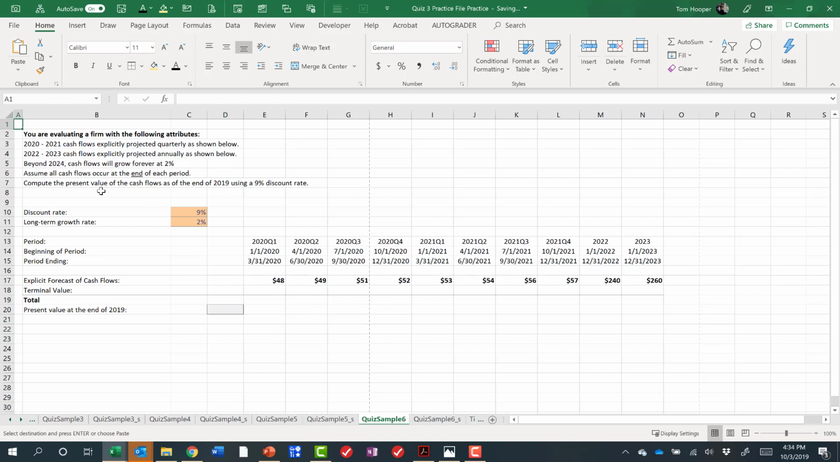Similarly, you can do the same thing when these cash flows occur at the end of these periods. You'll need to use this for the dates and then adjust your answer by the difference between these two dates.